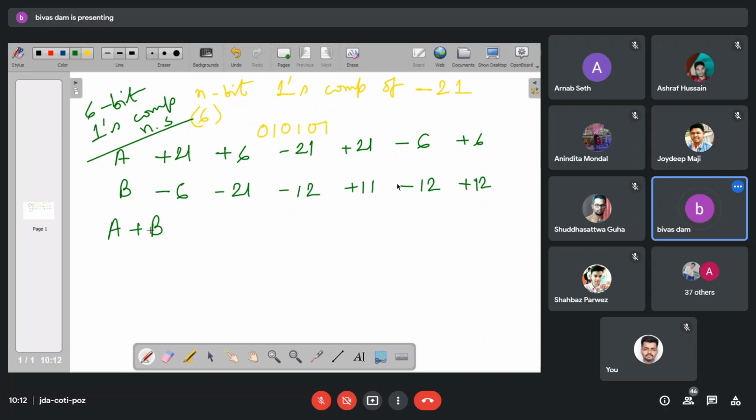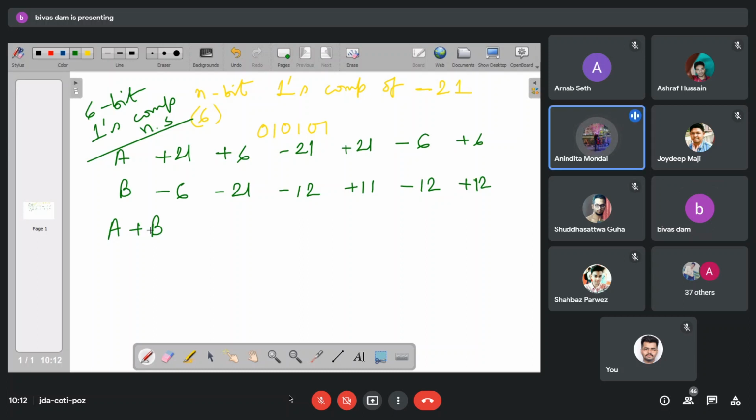What happened? No, sir. Fine. Let's start the process. What is the first step? I described the one's complement addition process in the last class. What is the first step? Yes, Anindita?